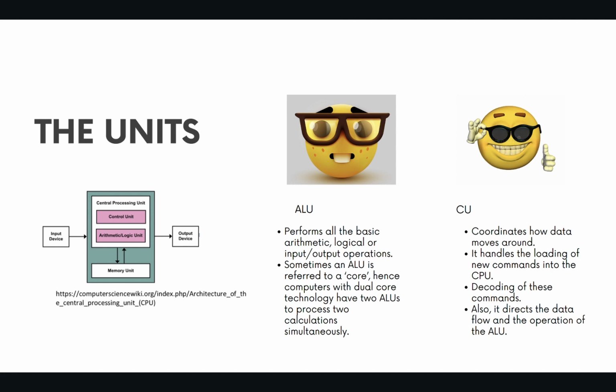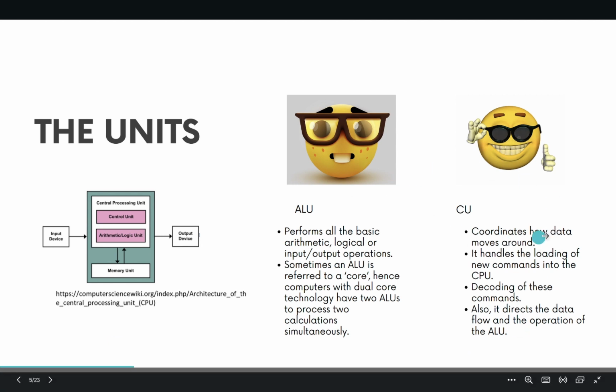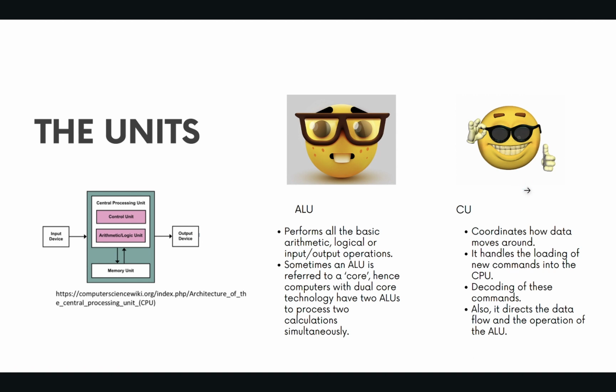So let's talk about each unit separately, starting with the CU. CU is like the boss. CU coordinates all the data and all the processes. It's in control of everything. It coordinates how data moves around. It handles the loading of new commands into the CPU. It decodes all those commands, and also directs data flow and operations of the ALU.